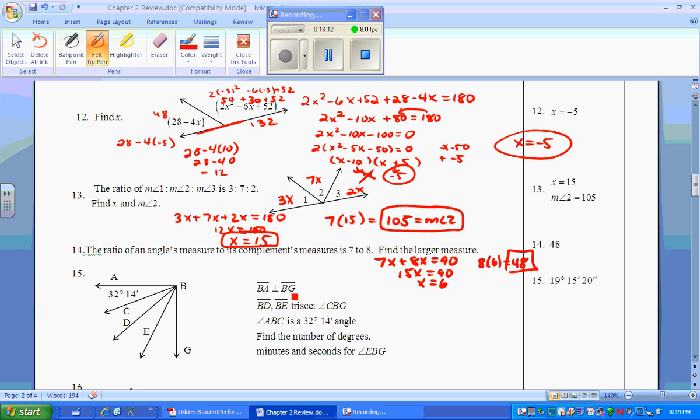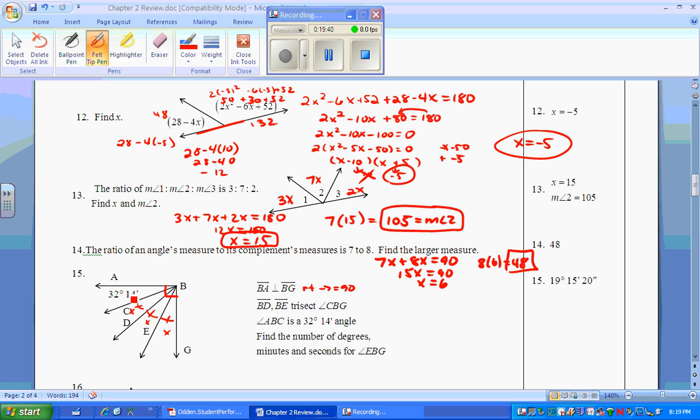Number 15, BA perpendicular to BG. Well, if things are perpendicular, they make a right angle, and a right angle equals 90. So this angle is 90 degrees. BD trisects CBG, so this angle and this angle and this angle are all congruent. So if I consider one x, another one's x, and another one is x, and that angle is 32°14'.